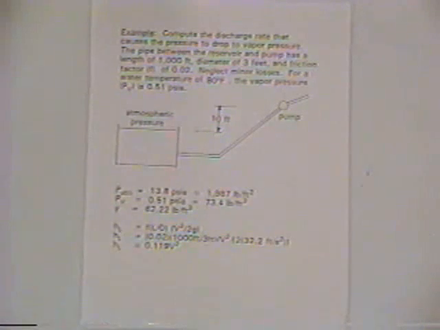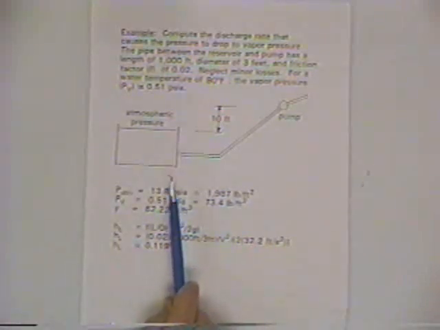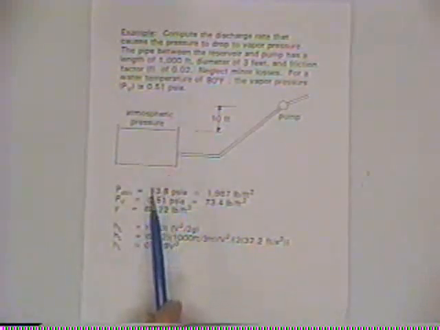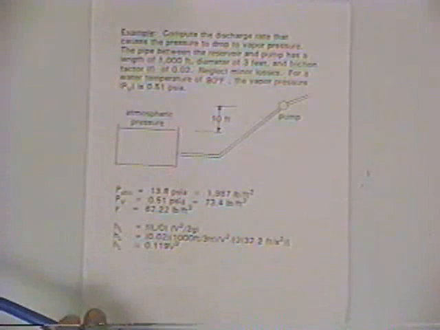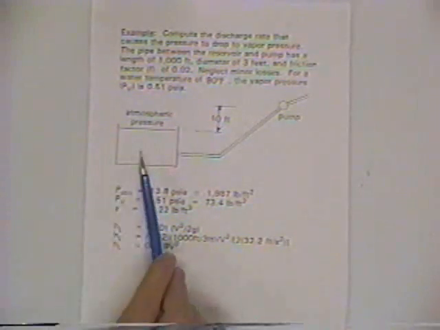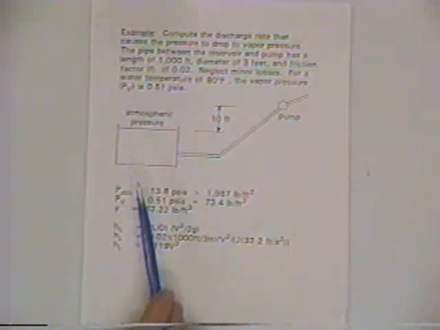So let's just jump into the problem and go. The problem says to compute the discharge rate that causes the pressure to drop to vapor pressure. The data we need, the length of the pipe, diameter of the pipe, and a friction factor, is given for us in this problem. We're going to neglect minor losses. The atmospheric pressure is given to us and vapor pressure is given to us.